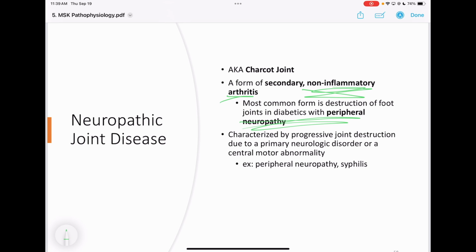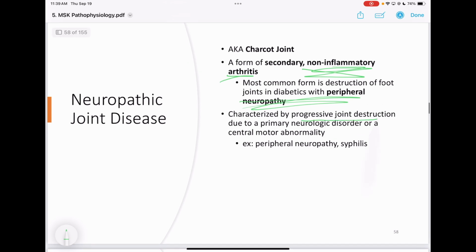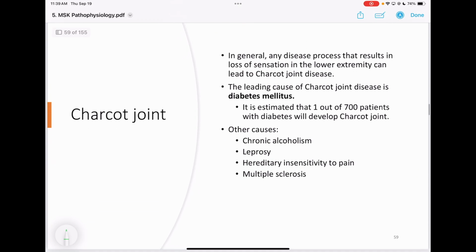That's why when you go to the dentist and they give you the shot, the Novocaine, they say don't do anything for a little bit because you can't feel the pain. You can bite your tongue really hard and cause damage because you don't feel the pain. Neuropathic joint disease, they don't feel the pain, so they have repeated injury to the bones. Progressive joint destruction due to a primary neurological disorder, peripheral neuropathy. Syphilis can also cause these as well. Loss of sensation to the lower extremity can lead to that Charcot joint.